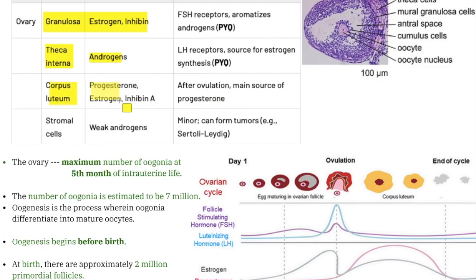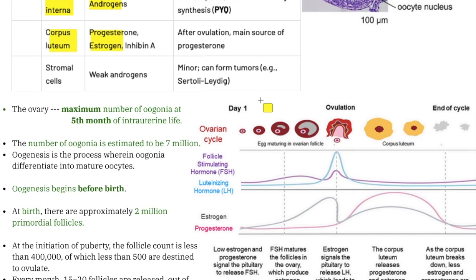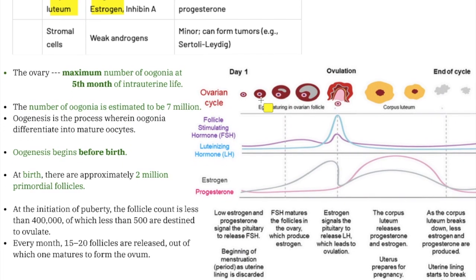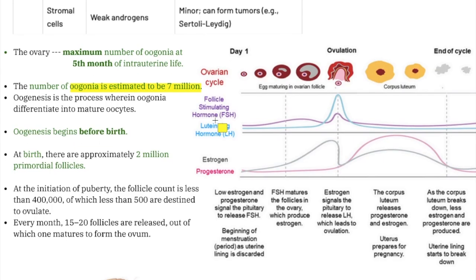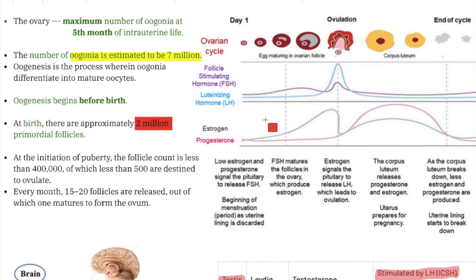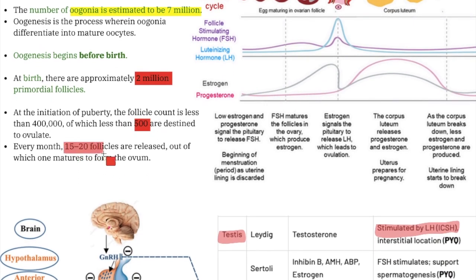Now for some key facts about oogenesis, the process of forming mature oocytes. This process actually begins before birth. The maximum number of oogonia, about 7 million, is reached at the 5th month of intrauterine life. At birth, this number drops to about 2 million primordial follicles. By puberty, fewer than 400,000 remain, and of these, less than 500 will ever be ovulated. Every month, about 15 to 20 follicles are recruited, but typically only one matures fully to form an ovum.